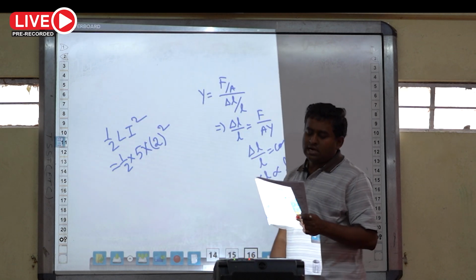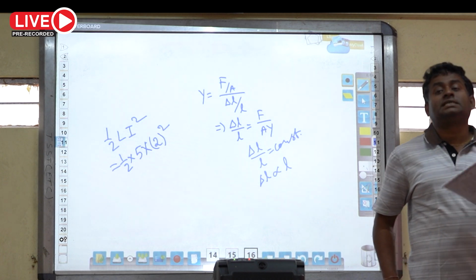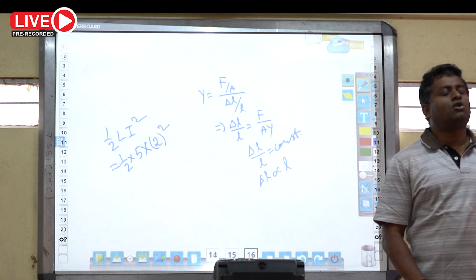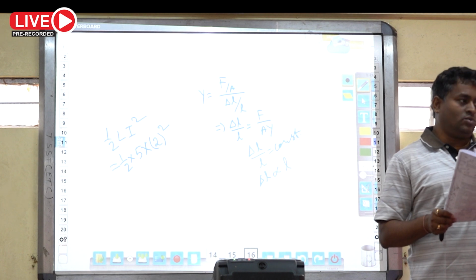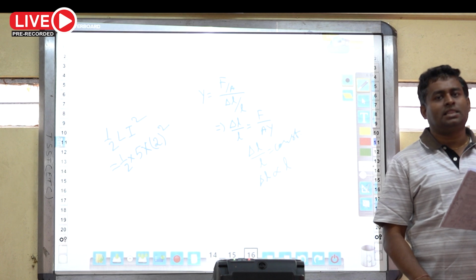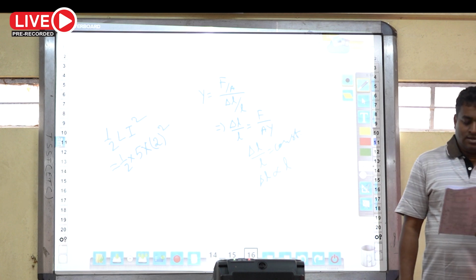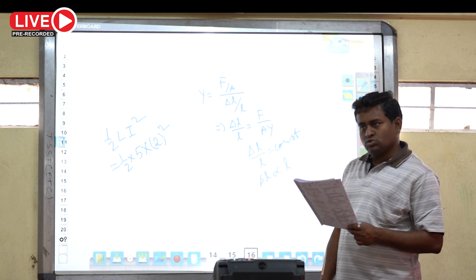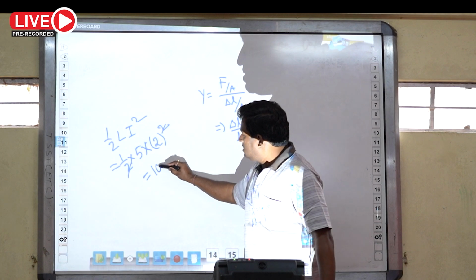Current is 2, that is 10 volt by 5 ohm. Since it is a DC flowing, then inductor coil will not offer any resistance for DC, because for DC omega equal to 0. So inductive reactance, that is omega L, will be 0. So that will behave like a short circuit path. So current will be here 2 ampere, because 10 by 5 is 2, so 2 square. So this will cancel, so it will be 10 millijoule.